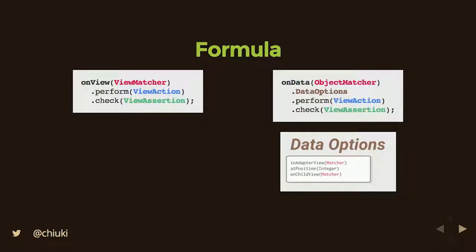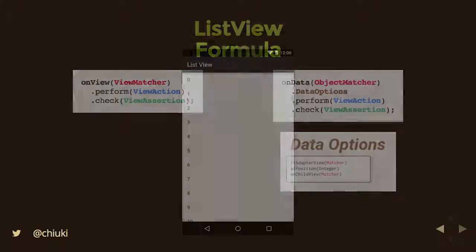So you can give it a matcher. This time you can do, for example, inAdapterView with ID list, R.id.list. And you can also do things like onChildView. So maybe you pinpoint that particular list item, but then it has two text views and an image view inside. So you can use onChildView with ID R.id.image, or something like that, to do further matching.